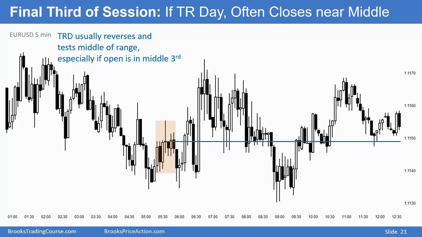A trading range day usually reverses and tests the middle of the range repeatedly. Later in the day, if it tries to break free of the open of the day, it usually comes back and tests the open. And it usually ends up closing around the open of the day. If the open of the day is in the middle third of the day's range, the day usually tends to close near the open. Sometimes it can turn into a bull trend or bear trend at the end, but most of the time when you have repeated reversals around the open of the day and the open is in the middle third of the range, the day will close around the middle third of the range as well, and the bar will end up as a doji bar on the daily chart.